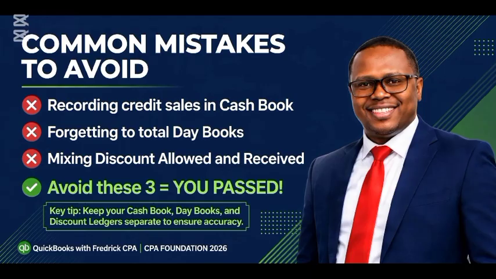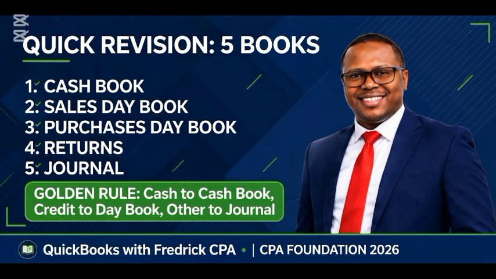Mistake number 3. Mixing discount allowed and discount received. Discounts do not go in the cash book, they go to the journal. Avoid these 3 mistakes, and you have passed. Key tip: keep your cash book, day books, and discount ledgers separate to ensure accuracy.